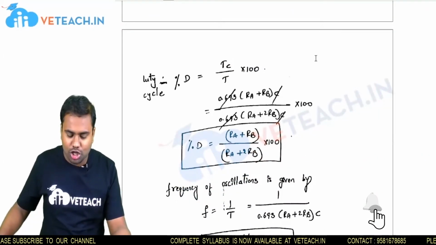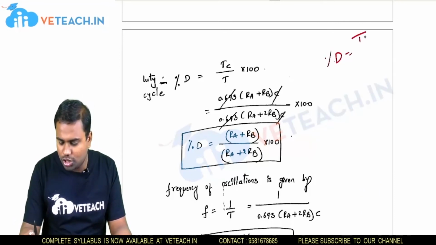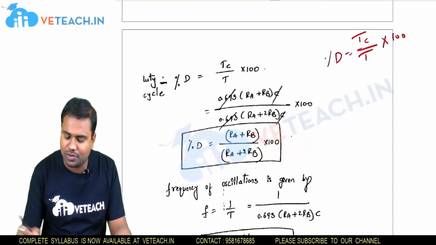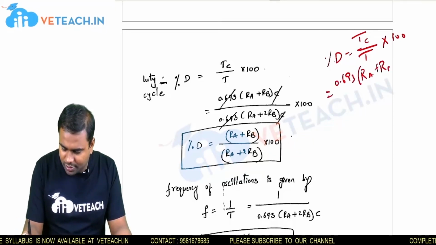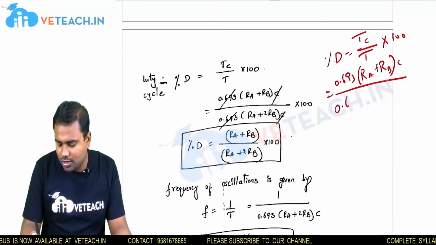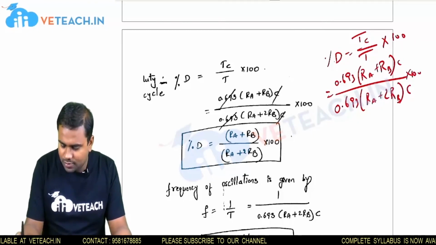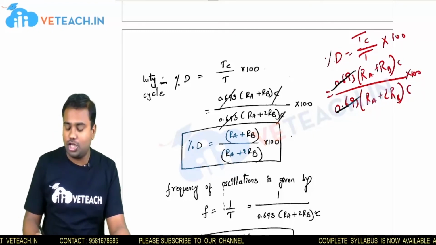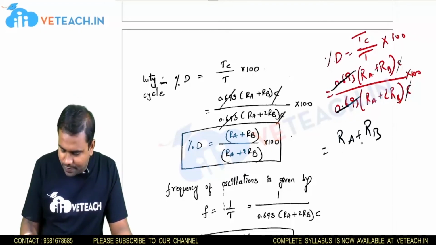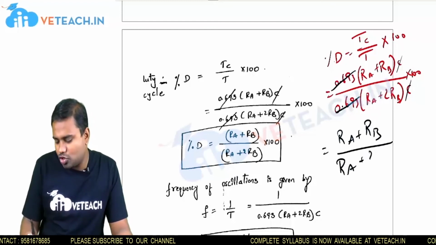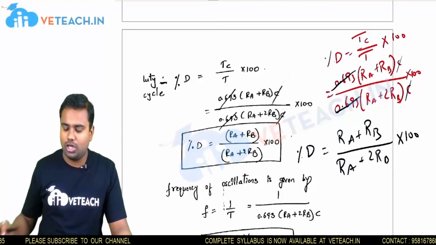Now we are going to find out the duty cycle. The percentage of the duty cycle, D equals TC, the charging time, divided by the total time multiplied by 100%. So that is 0.693 multiplied by (RA plus RB) into C divided by 0.693 multiplied by (RA plus 2RB) into C, into 100. The 0.693 will be cancelled, and C and C will be cancelled. So it is (RA plus RB) divided by (RA plus 2RB) multiplied by 100. This is the percentage of duty cycle.